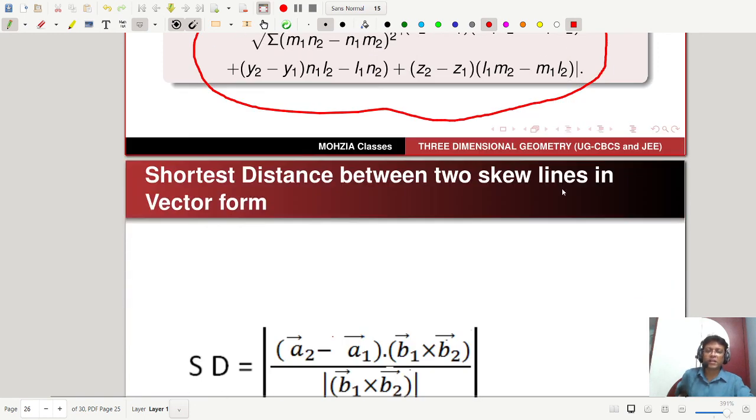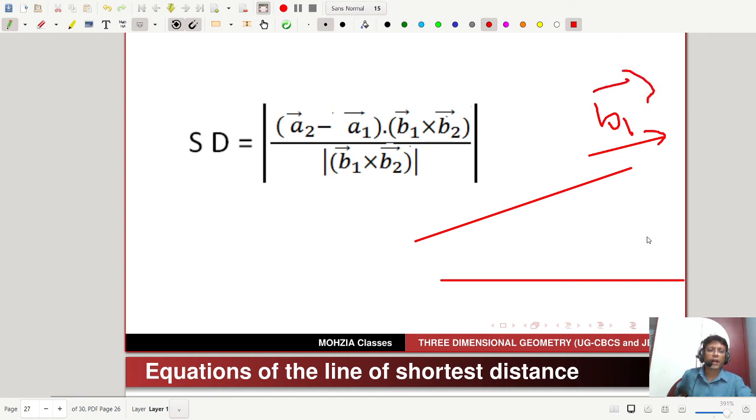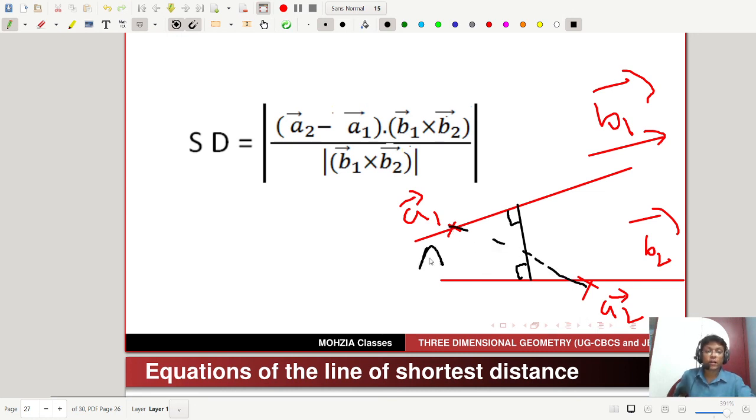Okay, but its vector form is very simple. So you have two lines just like this. This is the direction vector b1, and you have a direction vector of the second line b2. Skew lines, both are not in the same plane. And this is suppose your a1 point, the position vector of the point, and this is suppose a2 point, right? And this is the shortest distance. The shortest distance is perpendicular to both the lines. So the shortest distance is the projection of these 2 points, this line AB. Shortest distance is actually the projection of AB along that direction.